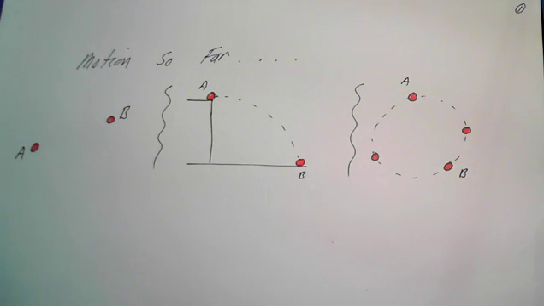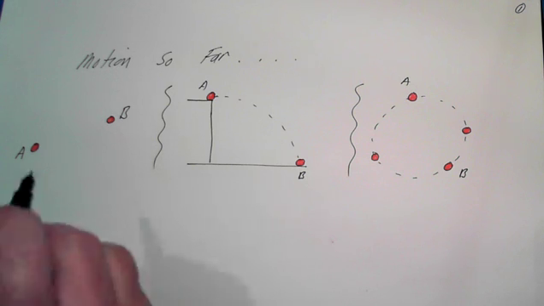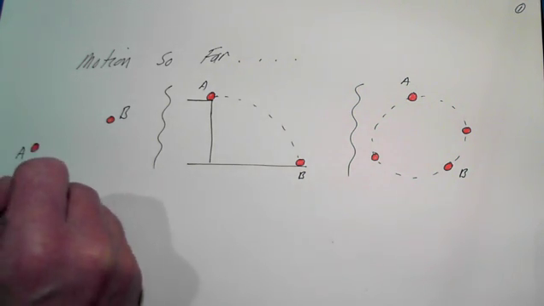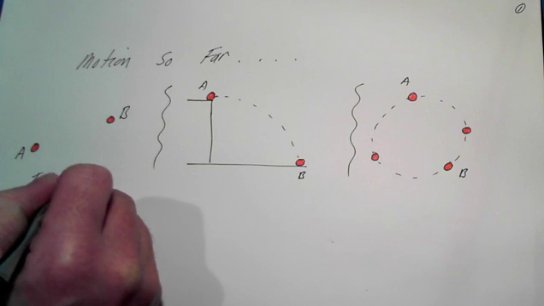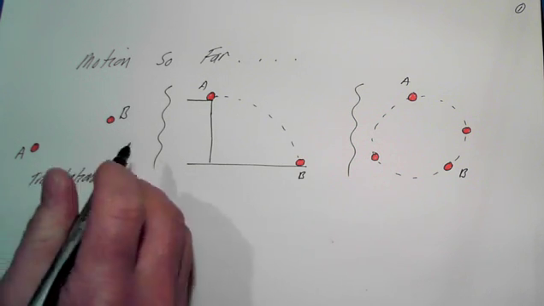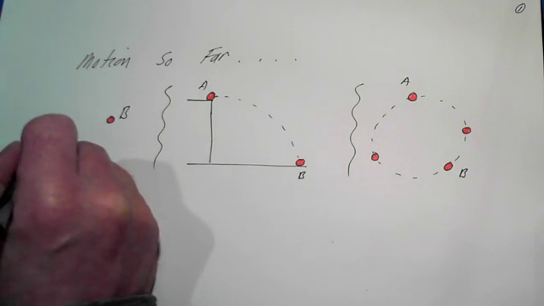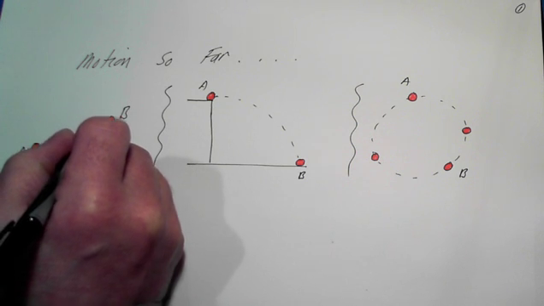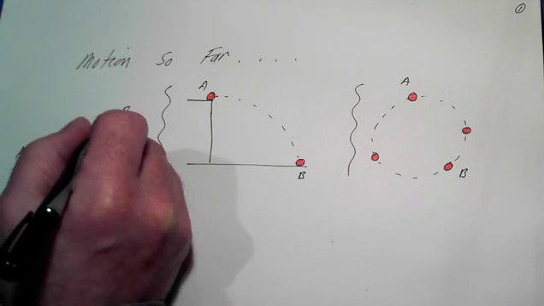Before we get into periodic motion, and in particular simple harmonic motion, let's review the motions that we've talked about so far this year. We began a long time ago talking about different ways to get from A to B, and the first one we talked about was translational motion. And that would be a situation where you're basically in one dimension, two dimension, or three dimension.